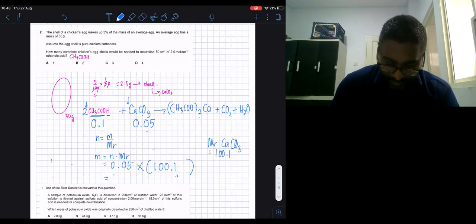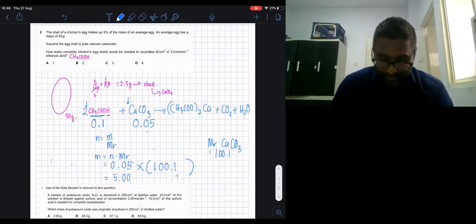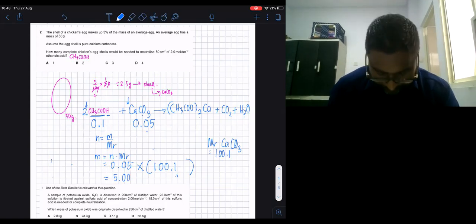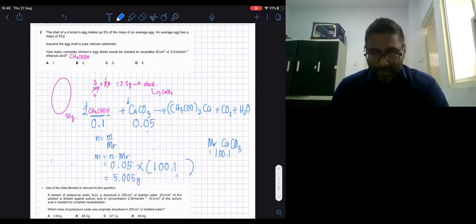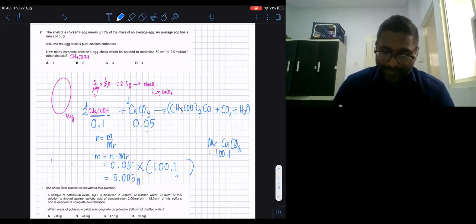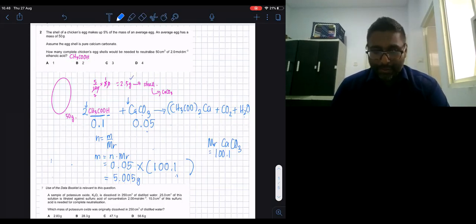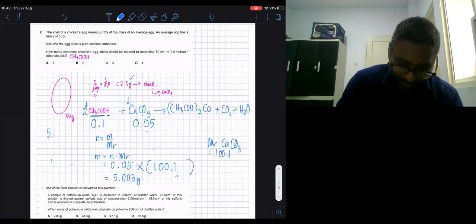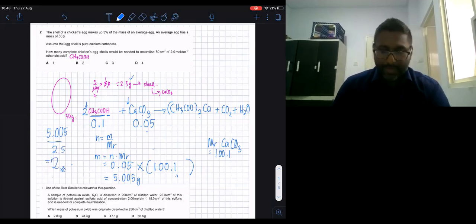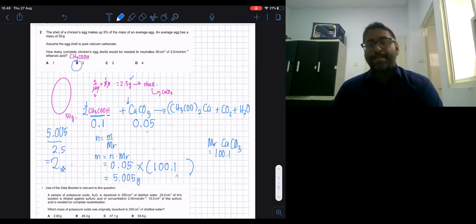5.005. Okay, is that correct, Arwen? 5.005 gram. So we know that for every 1 egg, the shell makes 2.5 gram. So what you need to do is take 5.005 gram, divide by 2.5. You will get roughly, the answer is going to be 2. So the answer is going to be 2 there.